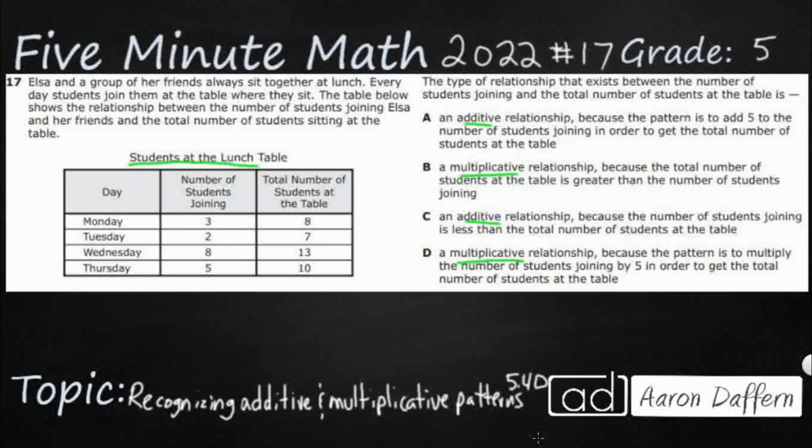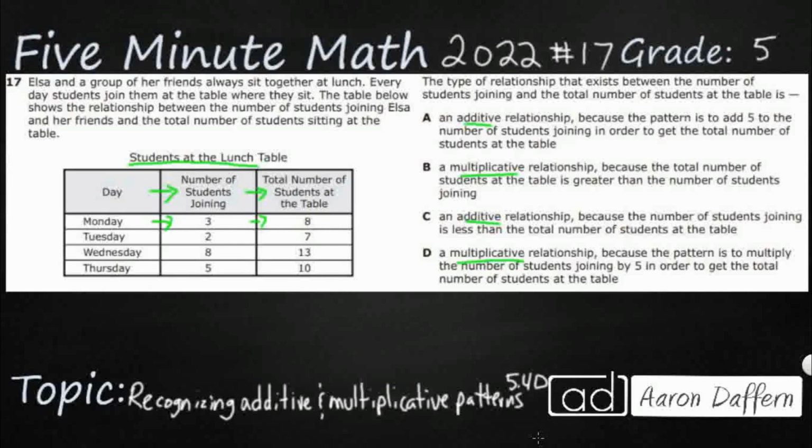Okay, so let's see what we've got going on here at the table and see if that gives us a clue. The columns are going side to side, right? We've got day, number of students joining, and total number of students at the table. Since the columns read side to side, we are going to read side to side. This is a vertical table, so we read across. Sometimes the columns go up and down, and there are more rows, and then we read up and down. In this case, we're reading side to side.